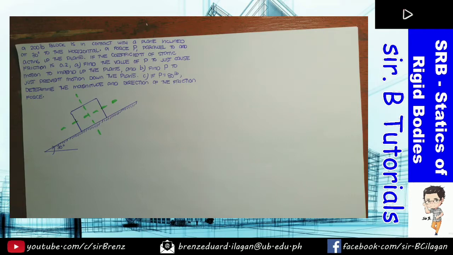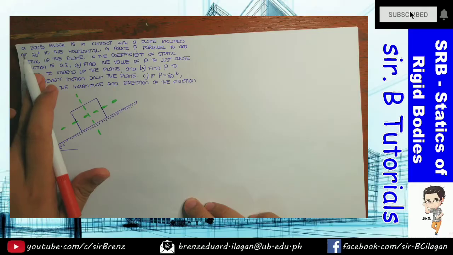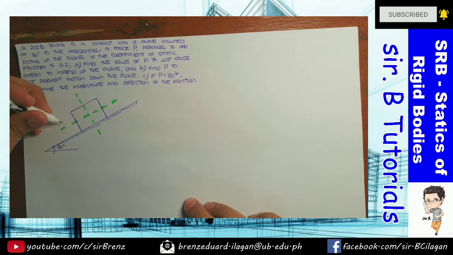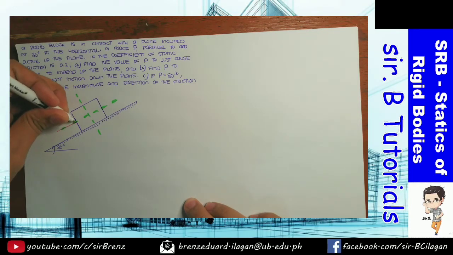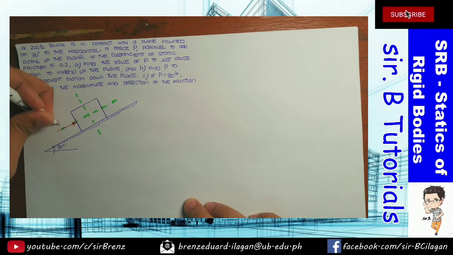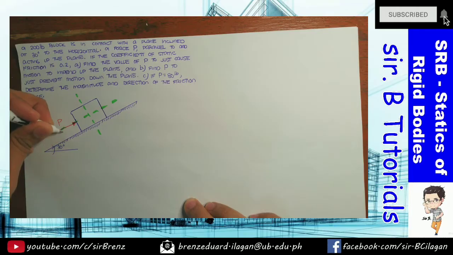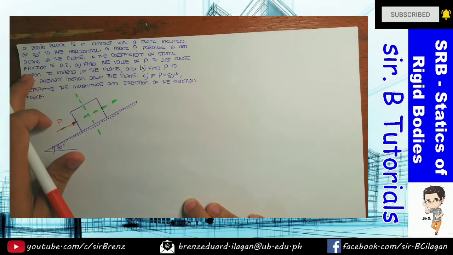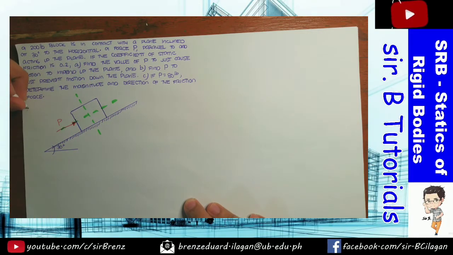Dito daw meron kang force P which is acting along the plane and parallel doon. So acting up the plane. Ibig sabihin, we have here a force P which is acting up the plane or pataas sa plane and then parallel dun sa surface na pinagpapatungan which is an inclined at 30 degrees. And the coefficient of static friction, given yung kanyang mu sub s as 0.2.